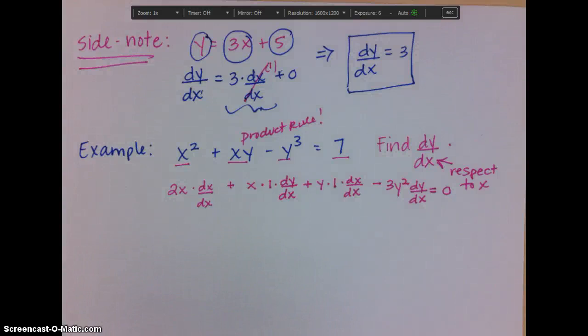Okay, I'm going to run out of time here, so what I want you to work on before we head into the next video is simplifying and solving for dy dx so that you can get the ultimate derivative.